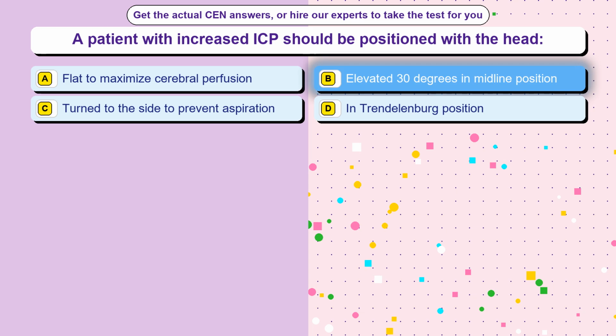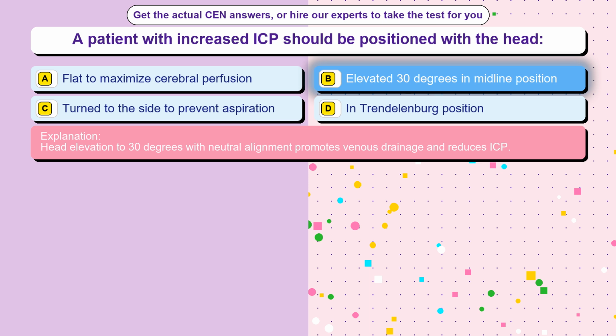The correct answer is option B, elevated 30 degrees in midline position. Head elevation to 30 degrees with neutral alignment promotes venous drainage and reduces ICP.